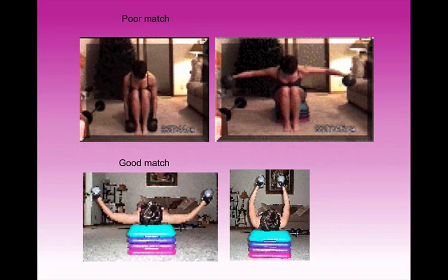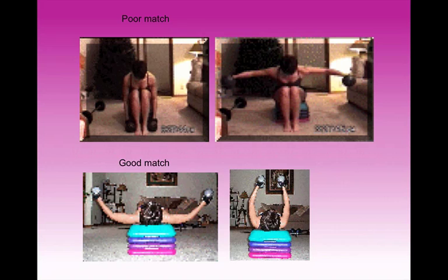This exercise on a whole is not a good match between the length-tension relationship of the muscle and the resistance arm. It will allow some strengthening, but it won't allow effective strengthening throughout range. She's getting absolutely no strengthening in that start position.